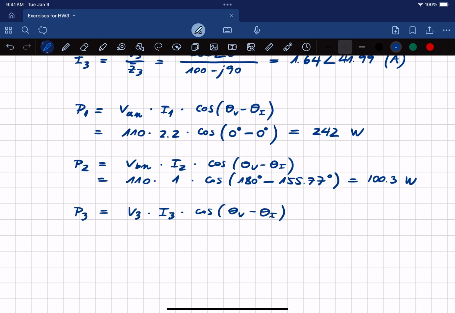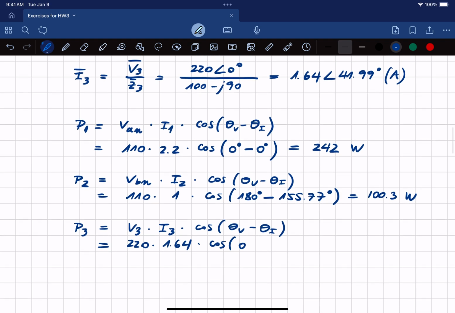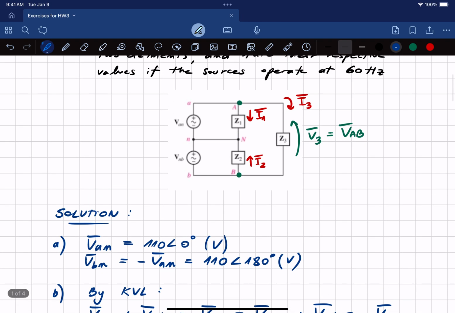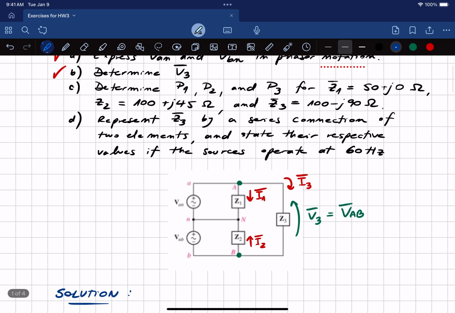And finally, P3 is going to be V3 times I3 times cosine of the angle of the voltage minus the angle of the current. What is V3? It's 220 times I3. We just calculated 1.64 times cosine of the angle of the voltage, which is 0 degrees, minus the angle of the current, 41.99 degrees. And that is going to give us 268.17 watts. And that's how we calculate all powers. Now we go back to our initial problem. We have solved this one.